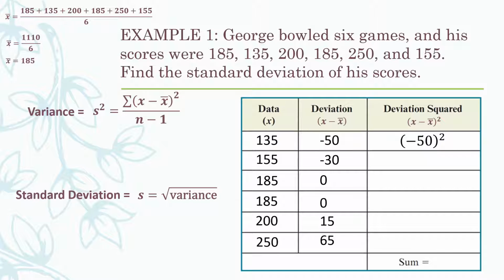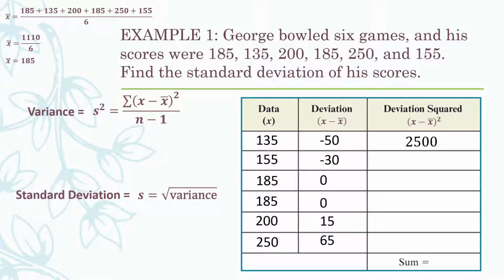So negative 50 squared. Again, I've got it inside the parentheses because it's a negative number. If it's 0 or if it's positive, you don't have to put the parentheses, but you can. It's not going to mess it up. But negative 50 squared is 2,500. If you don't put it inside the parentheses, this will give you negative 2,500, which is incorrect.